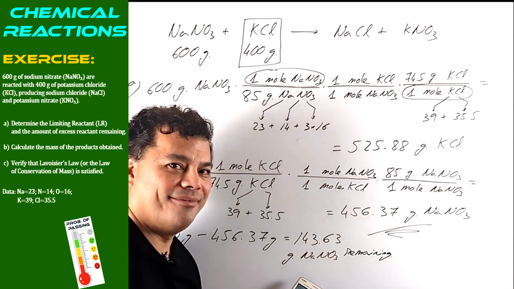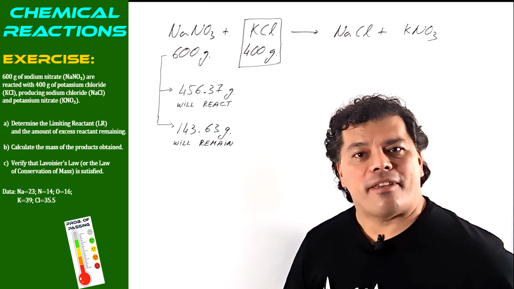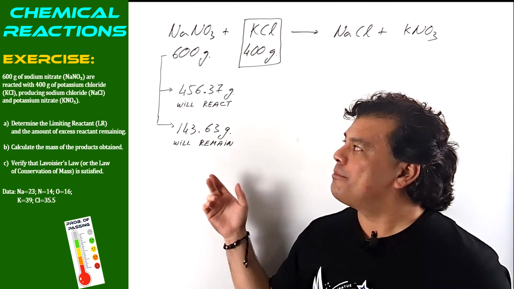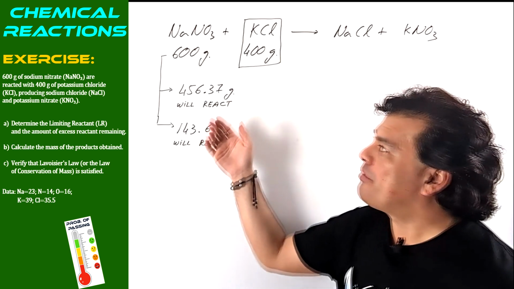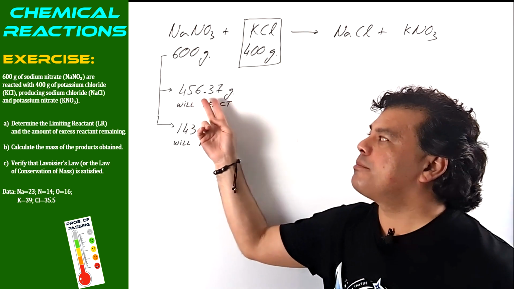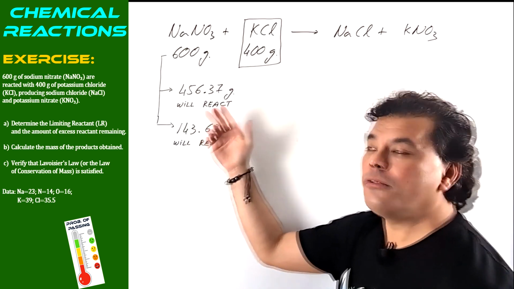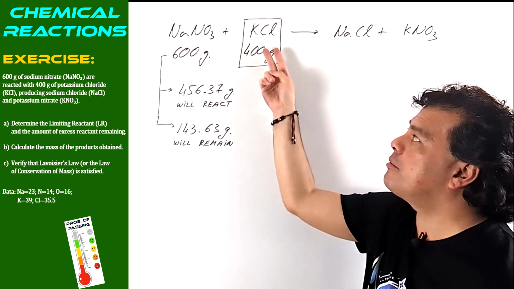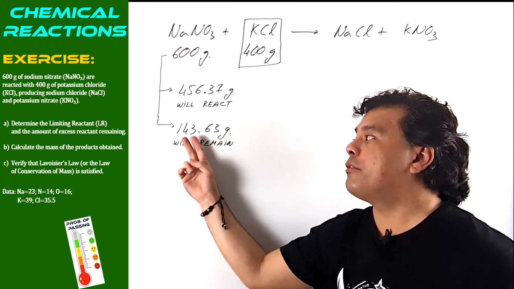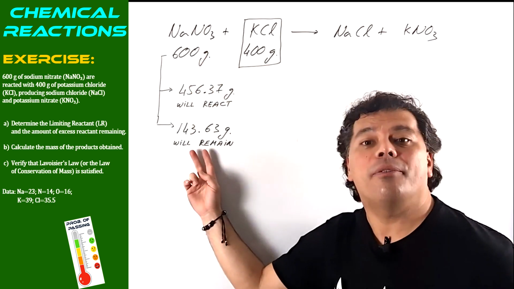And that's all. Binnacle project. As I ran out of space, I erased the whiteboard, but I've written here the results of our previous calculations. 456.37 grams of this substance will react, will move to be products with these 400 grams of potassium chloride. And 143.63 grams of this substance will remain.